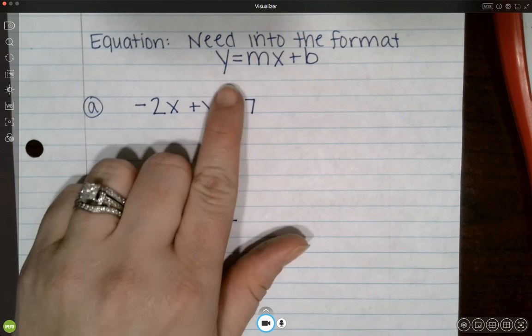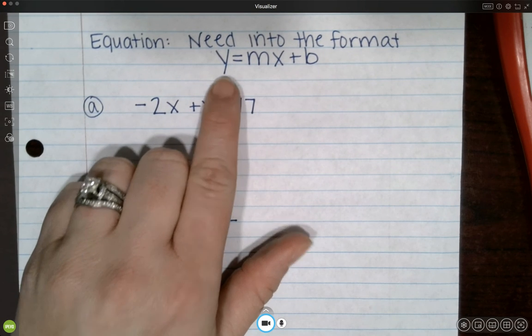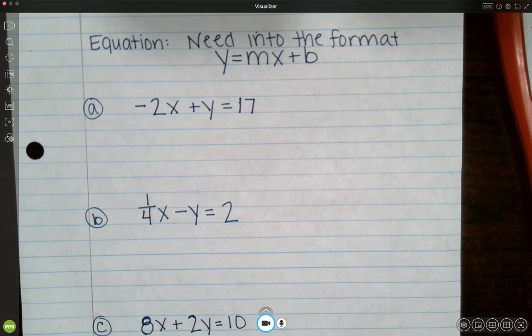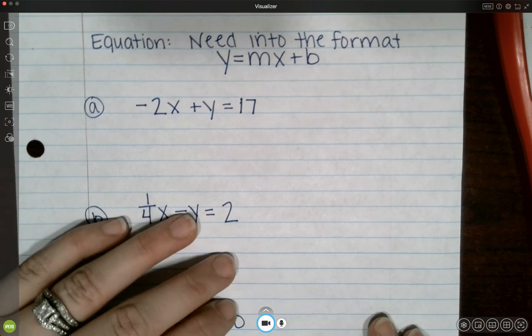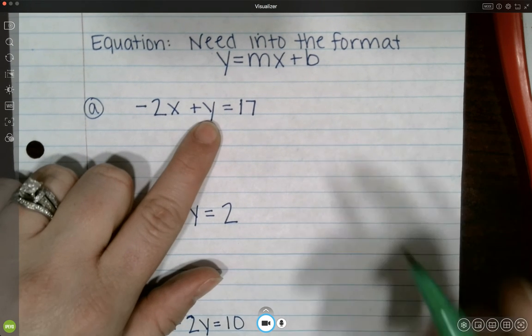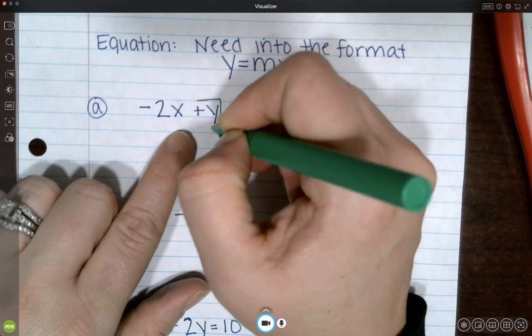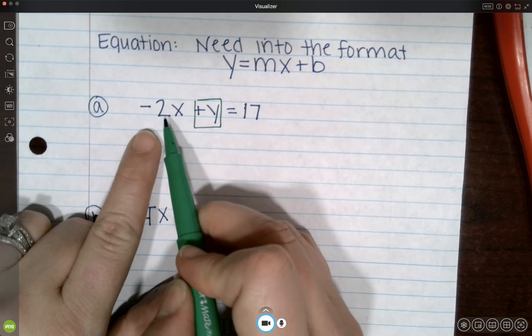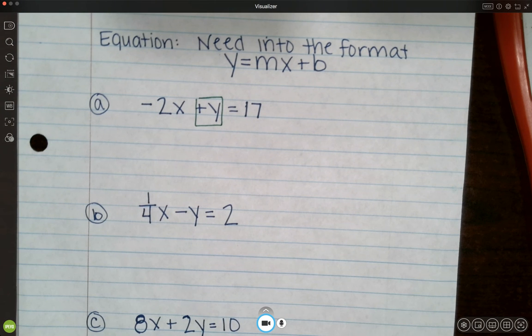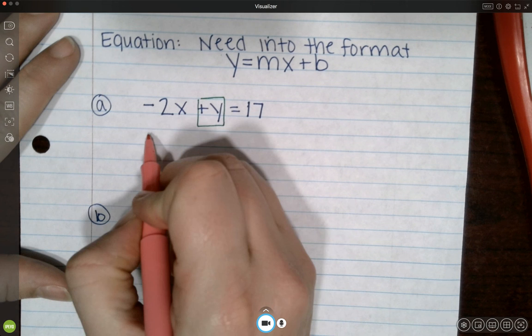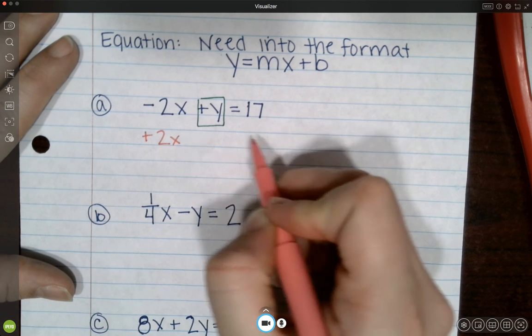Okay? Then last but not least, we have the case of converting equation mode. I have to be in this format where y is by itself. So I have 3 different instances here where y isn't by itself. Okay, so we're going to take a look at what we do here. So here I need to isolate y, and negative 2x is in the way. Okay, so we're still going to do opposite operations. So the opposite of negative 2x is positive 2x.